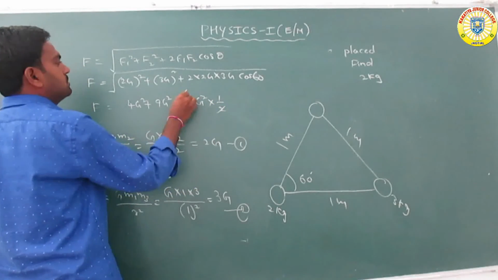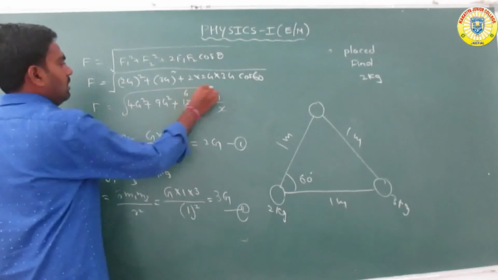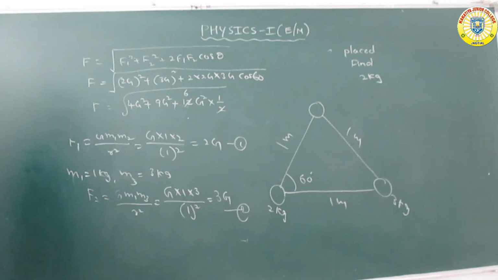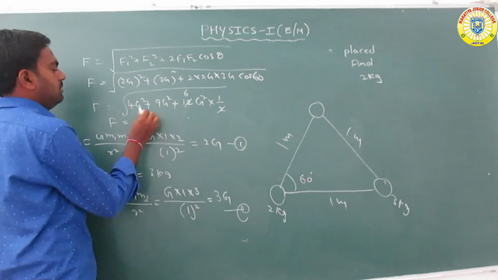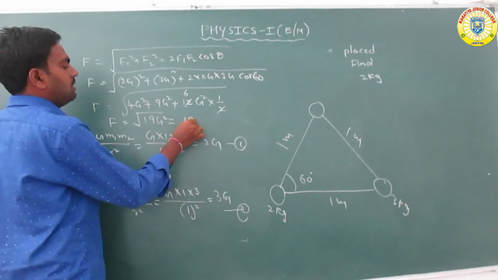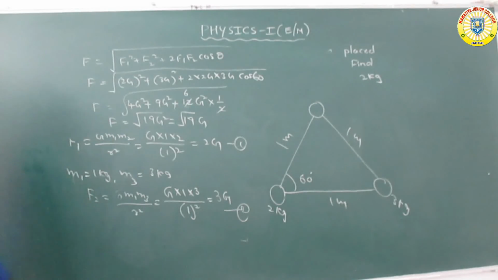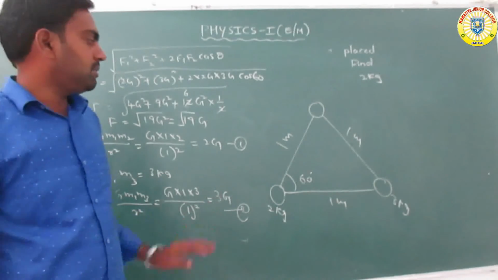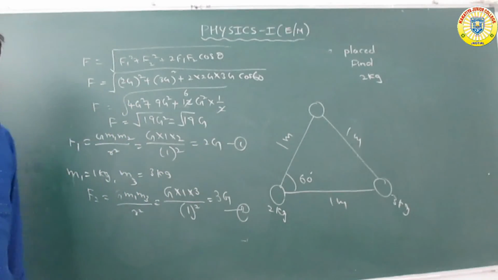So 12 times 1 by 2 is 6. That means 4G square, 9G square, 6G square. 9 plus 6 is 15, and 15 plus 4 is 19. So F is equal to under root of 19 G square, which is root 19 G. This is the magnitude of the force exerted by the 2 kg and 3 kg on the 1 kg. Okay, got it.